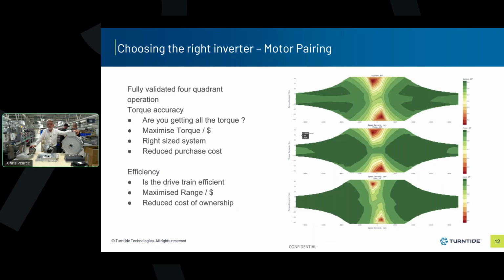Efficiency is all about the range. So the more efficient the system is, the further it's going to go, and that's a differentiator in terms of the total cost of ownership, as the battery is the most expensive part of the vehicle system. We need to minimize the amount of battery and maximize the amount of range through efficient driving of the motor at the very lowest level.